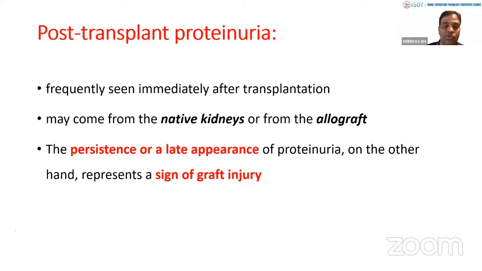Usually if the proteinuria appears immediately after the transplant, it may be from the native kidney. Usually native proteinuria will resolve within a short span of time, within 1 month. If the proteinuria is coming from the native kidney, it will resolve. But if it is really persistent or has a late appearance, that is indicative of graft injury. So we need to remember that persistence or late appearance of proteinuria is a sign of graft injury.